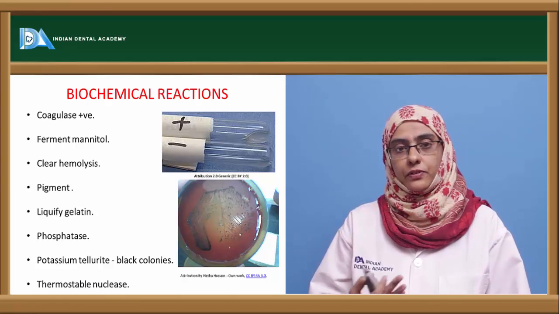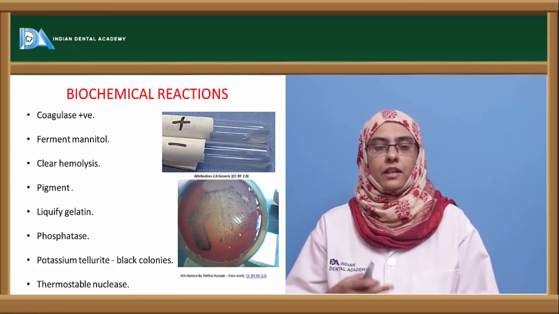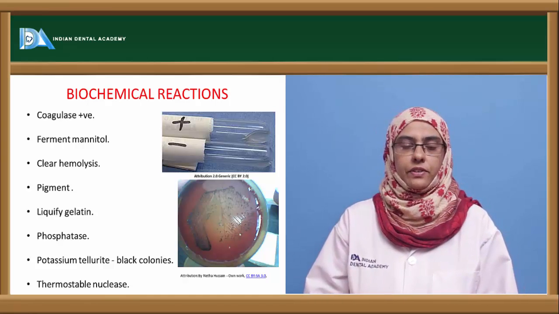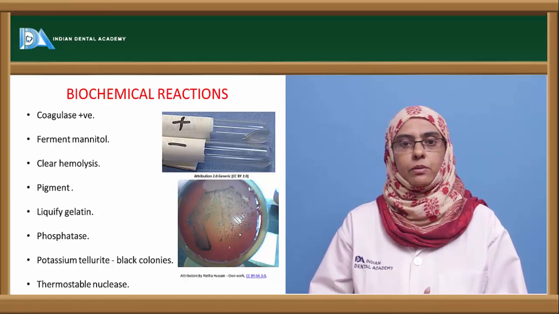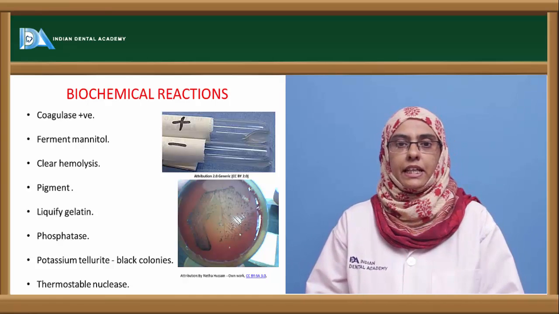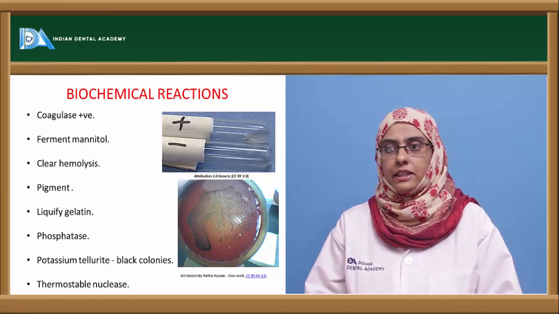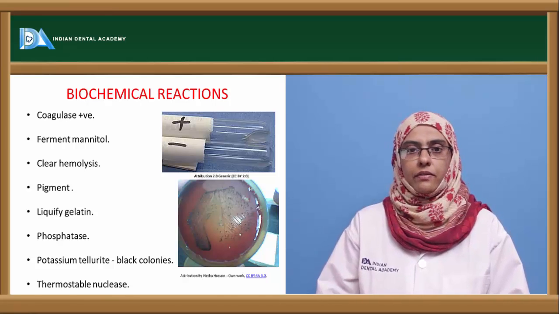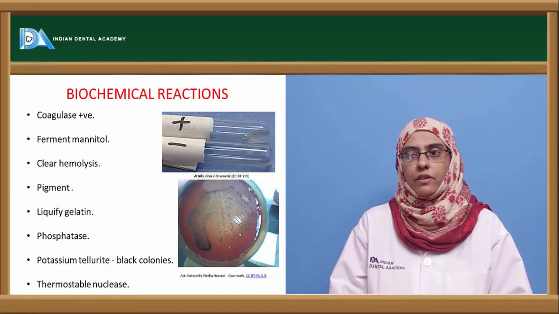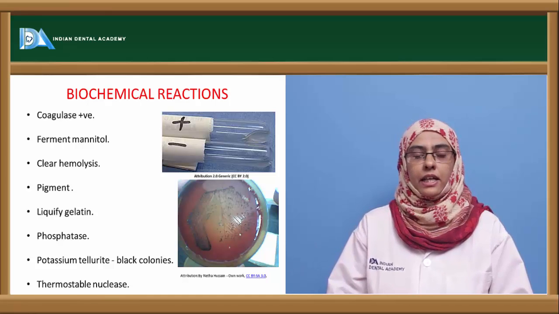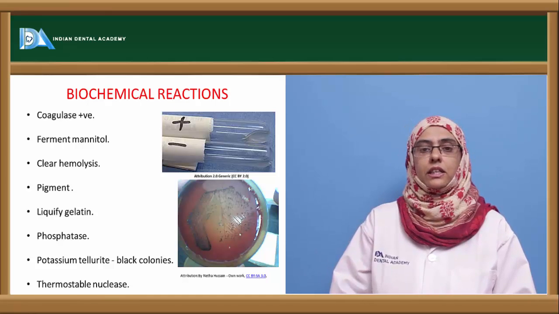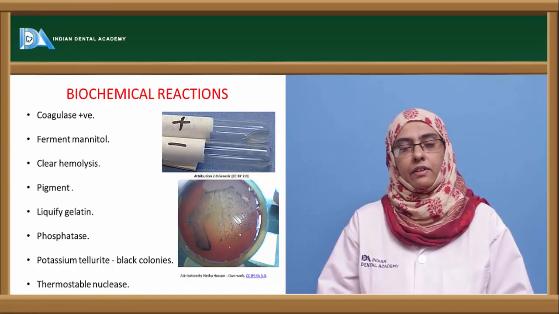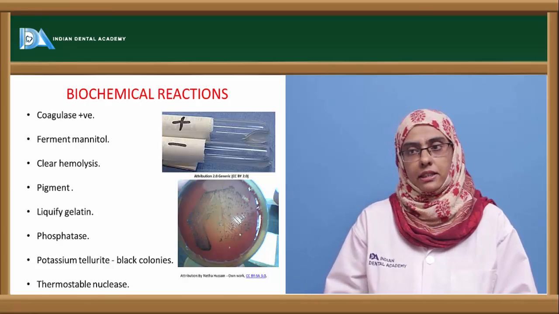The production of phosphatase can be detected when the organisms are grown in nutrient agar containing phenolphthalein diphosphate. When the organisms are exposed to ammonia vapors, they produce a pink color, indicating phosphatase production. Next, these organisms can be grown on a potassium tellurite medium, where they are easily identified by the production of black colored colonies. And the unusual feature of Staphylococcus aureus is the thermostable nuclease. The nuclease activity is retained even after boiling, and it can easily degrade DNA.